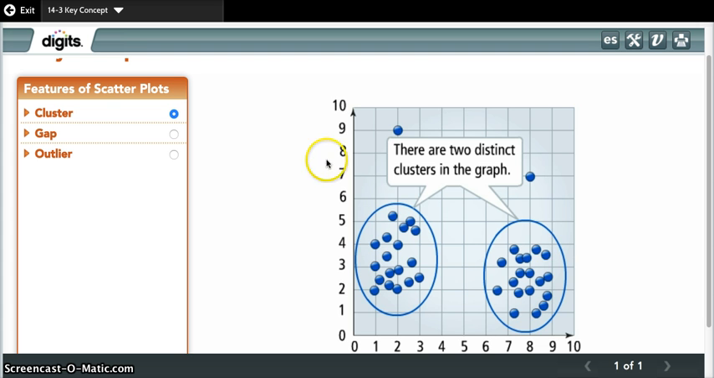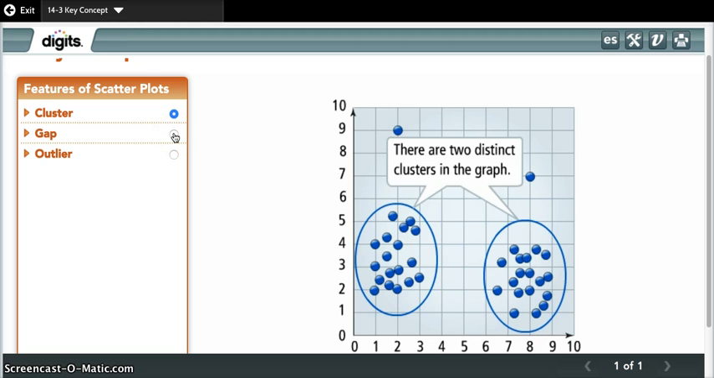So there are 2 clusters in this graph, as you can see, and it's just a group of coordinates that are together in the coordinate plane. And sometimes that means something when we put labels on our axes and we're able to analyze our graph. But right now we're just focused on this is a cluster, this is a cluster.